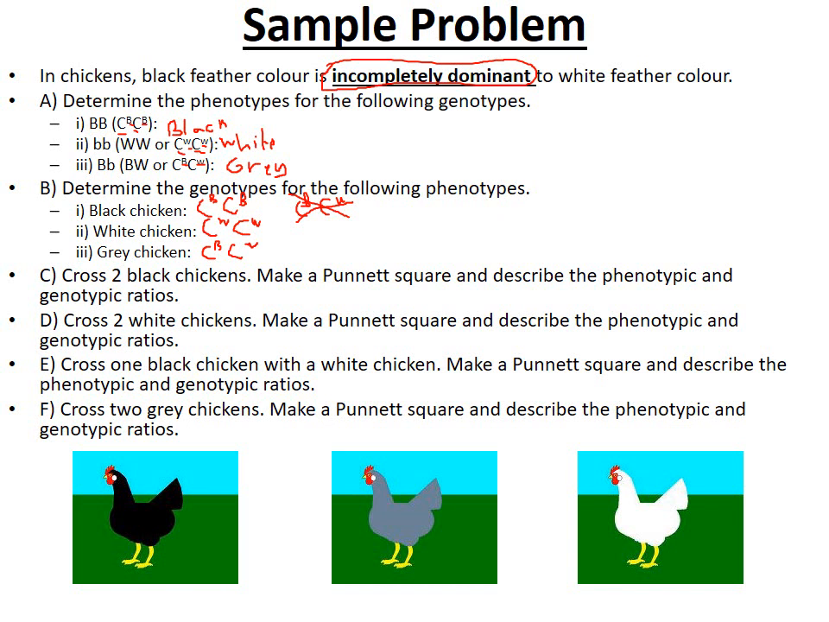And so you should be able to do Punnett squares with incomplete dominance. I'll do one example with you. I'll do example F over here with you. So we have two gray chickens. Make a Punnett square and describe the phenotypic and genotypic ratios. So for my two gray chickens, I know they'll be CB CW crossed with another CB CW.